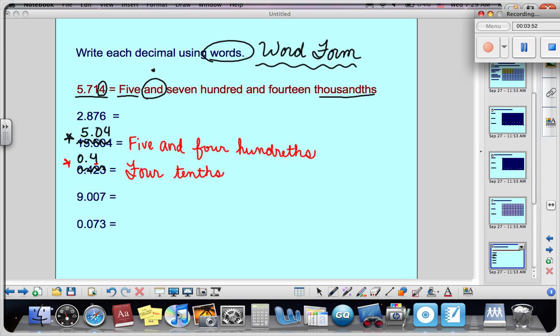And let's look at this one right here. We have 0.073. My 3 falls in the thousandths spot. So I would read that as 73 thousandths. 73 thousandths.